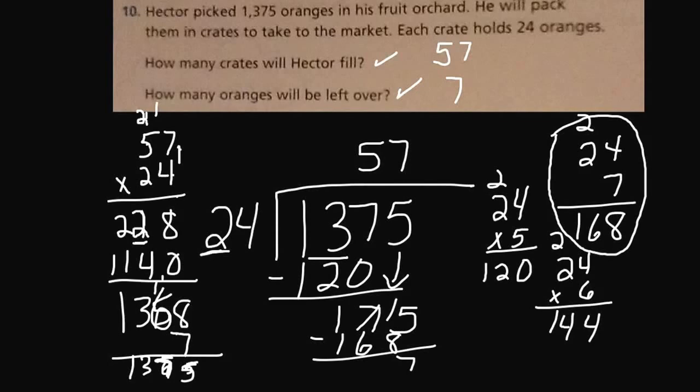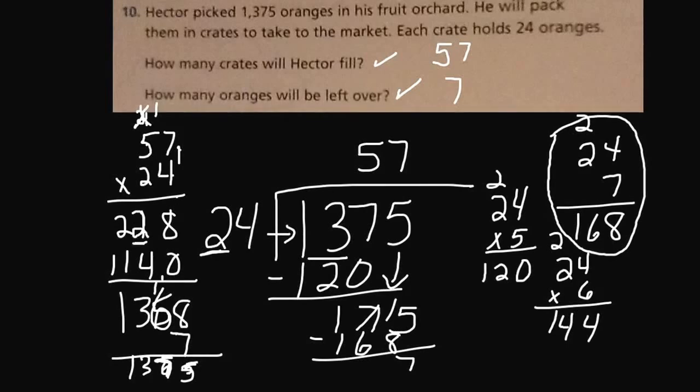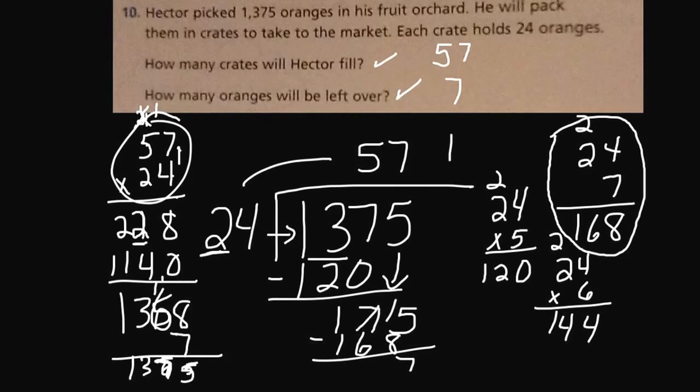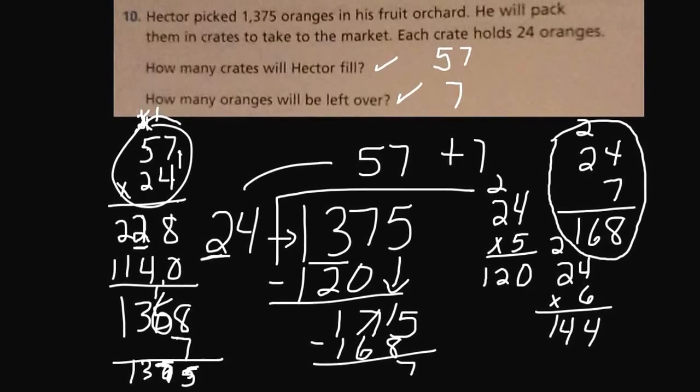Again, it's good to check your answer, and it's easy to make a simple mistake like I did, carrying the wrong number. But now look, 1,375 is what I've got here, and 1,375 was my dividend when I started the problem. So I know that answer is right. Remember, you multiply these two and then add the remainder to check your answer.